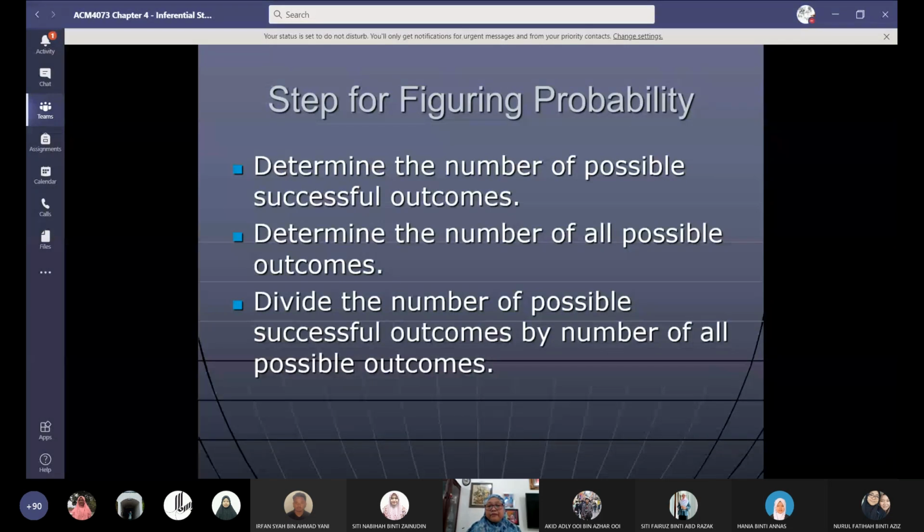Steps for figuring probability. First, you need to determine the number of possible successful outcomes.